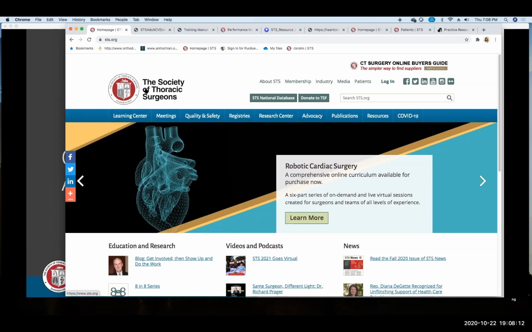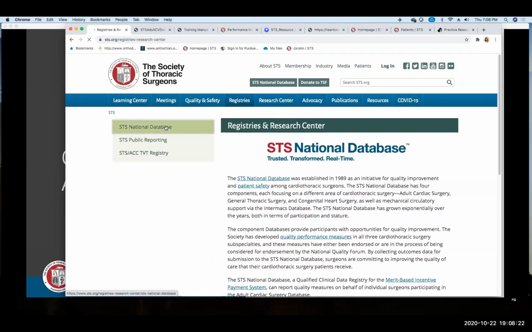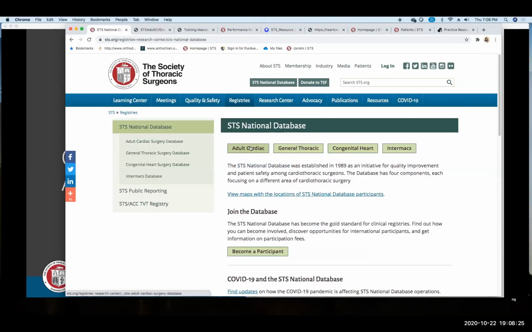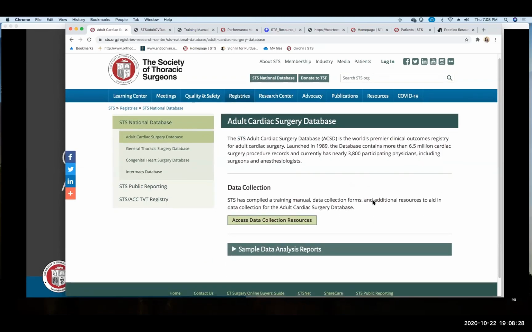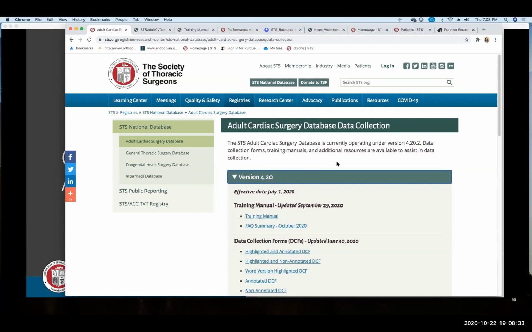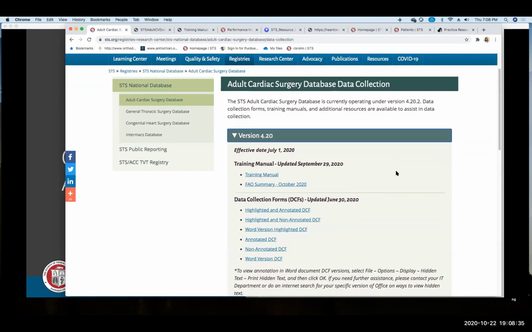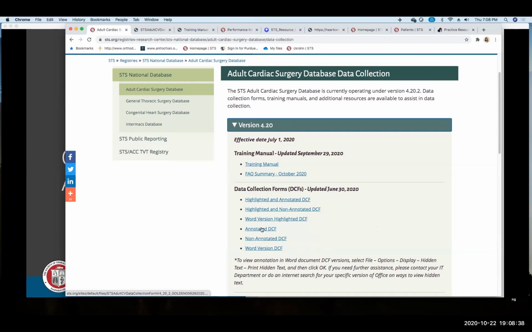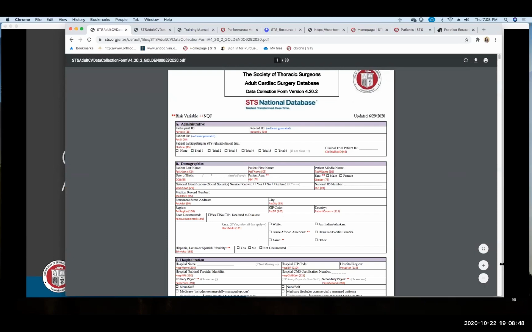Here we have the STS Society of Thoracic Surgeons website, and we have our different sections here. In the registry section, we'll find the different databases we house. The adult cardiac surgery database is where the SCA section lives, and currently we're on version 4.20. I'm going kind of fast. All of this is in the previous webinar that is posted on the SCA website, and I'm happy to review anything if I go too fast, and to revisit that after the presentation when we get to the Q&A section.